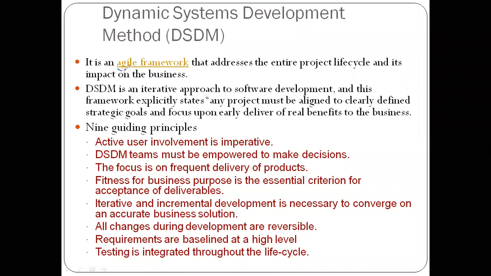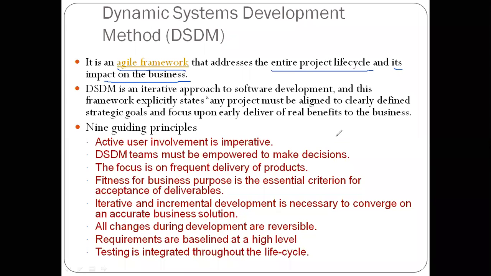So agile framework in the sense, everything can be fast working, isn't it? So any method which follows the principles of agile methodology, all those methodologies come under the agile framework. Clear? So DSDM is also one of the agile frameworks that addresses the entire project life cycle and its impact on a business.